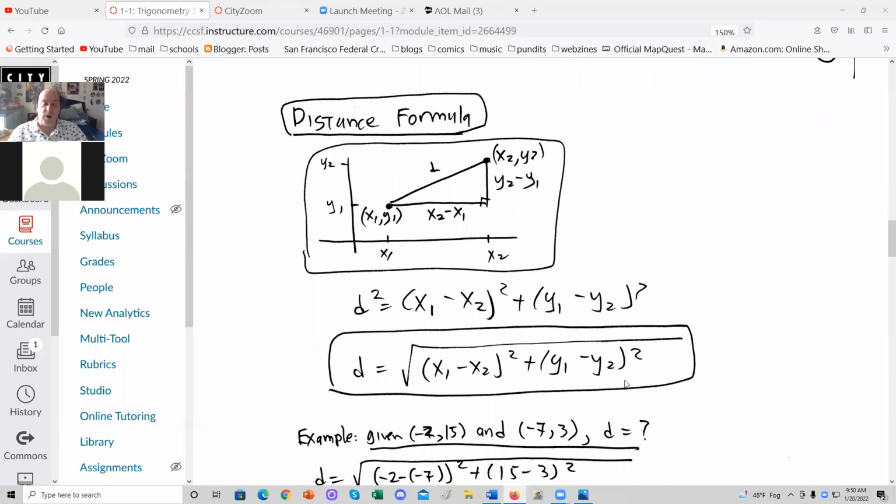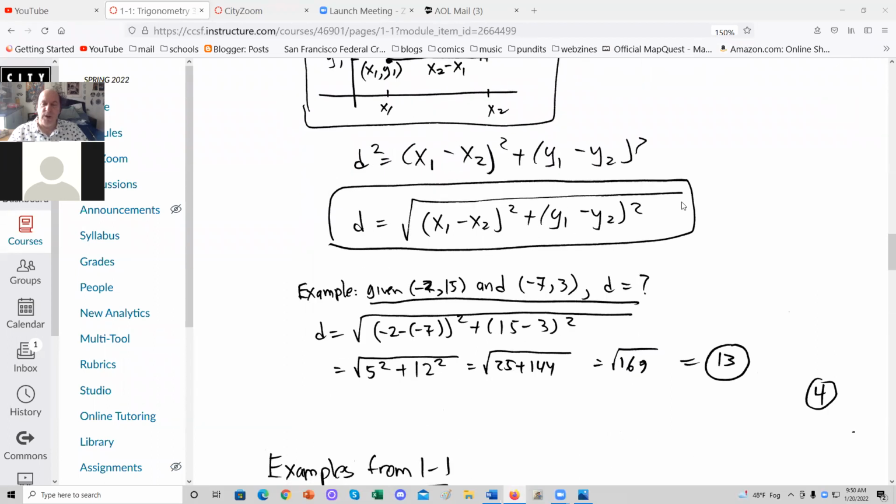And therefore, taking square roots, d is the square root of the sum of the squares of the differences in the coordinates. That's four "of"s in a row. Square root of the sum of squares of differences of coordinates.